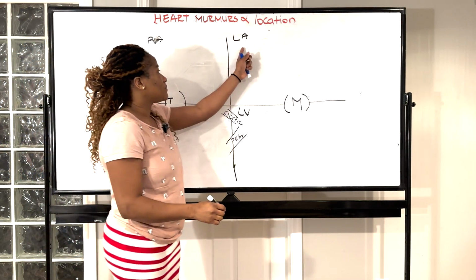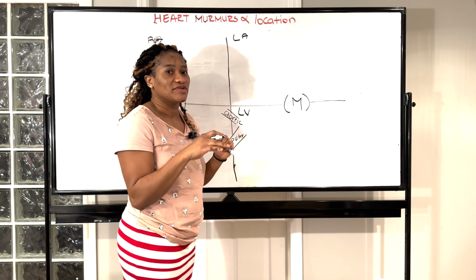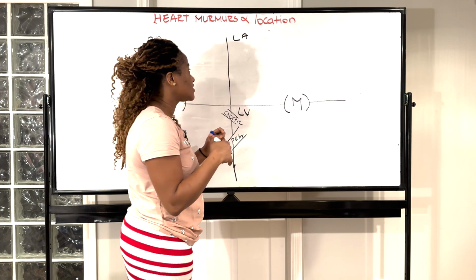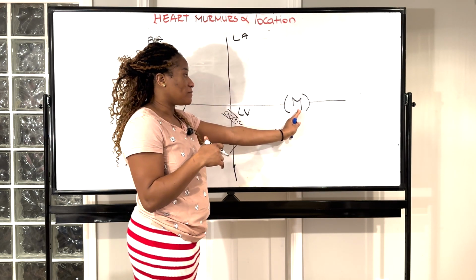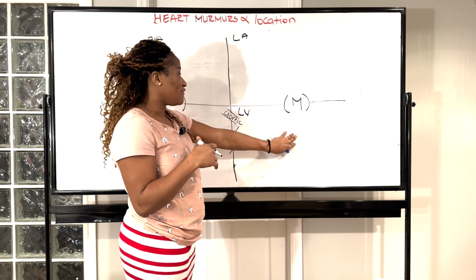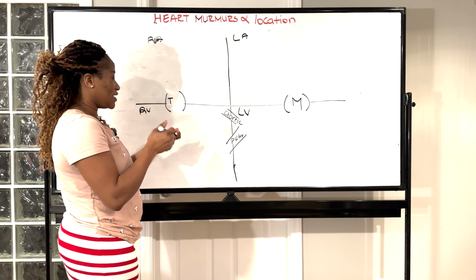Now, what happens in the cardiac cycle? The left atrium gets the oxygenated blood from the pulmonary veins, and once it is dumped into the left atrium, that blood goes through the mitral valve into the left ventricle, goes through the aortic valve, and is pumped out to the whole body.